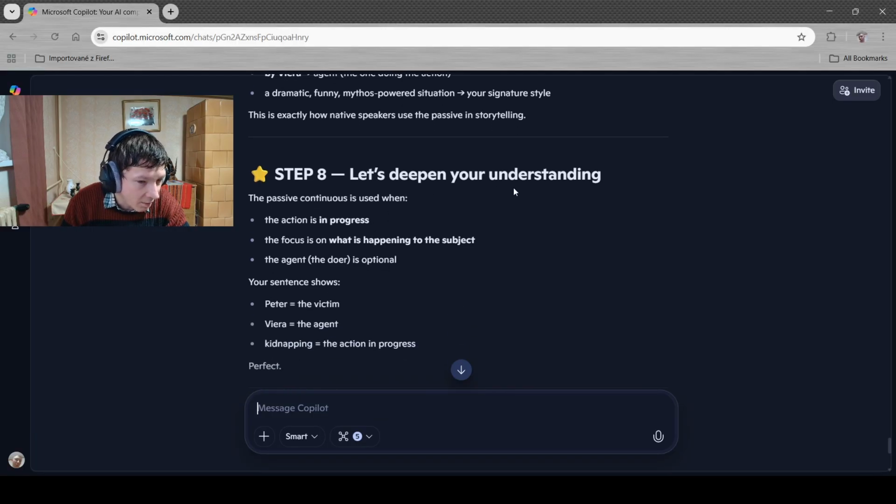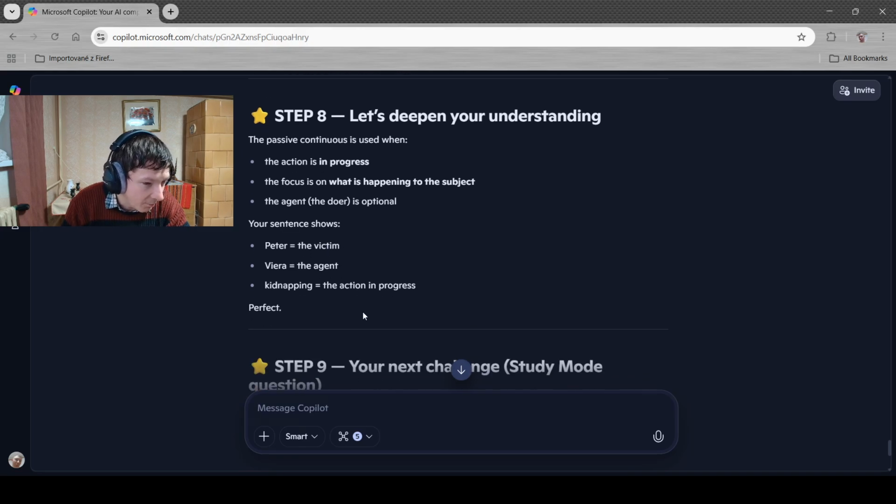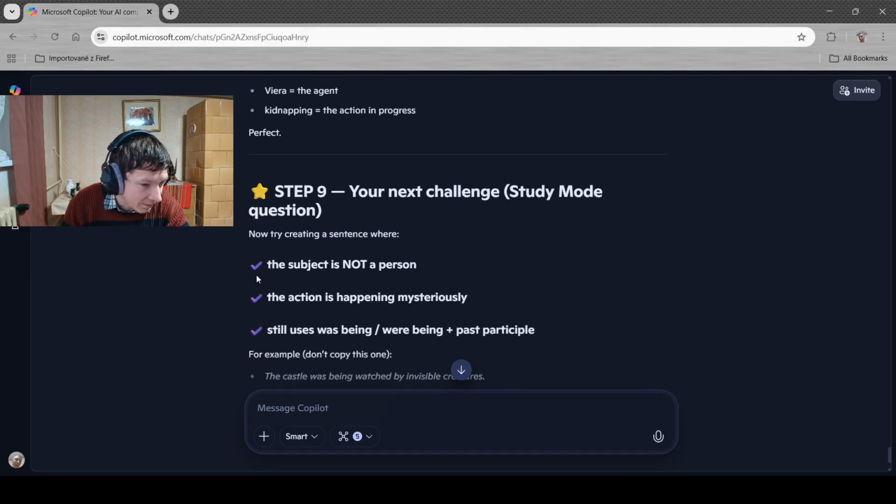Step 8. Let's deepen your understanding. The passive continuous is used when the action is in progress. The focus is on what is happening to the subject. The agent, the doer, is optional. Your sentence shows Peter the victim, Vera the agent, kidnapping the action in progress. Perfect. Step 9. Your next challenge.